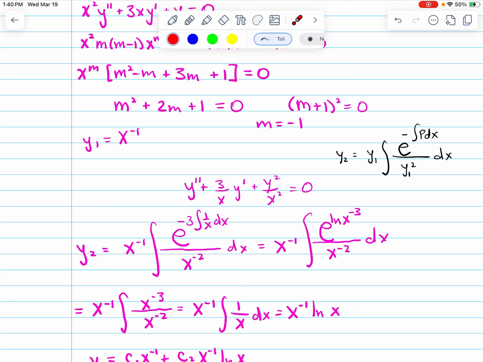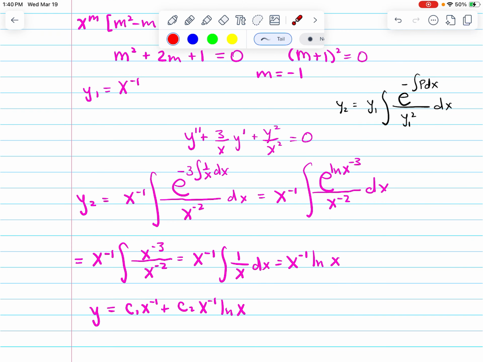Okay? So dig this. We've got x to the -1. That's our first solution. Over x to the -1 squared. And then up here we get, it's negative. So I'll put a negative there. And this is going to be -3 integral 1 over x dx, which gives us this, okay, which brings us to this, which brings us to this, and we solve it.